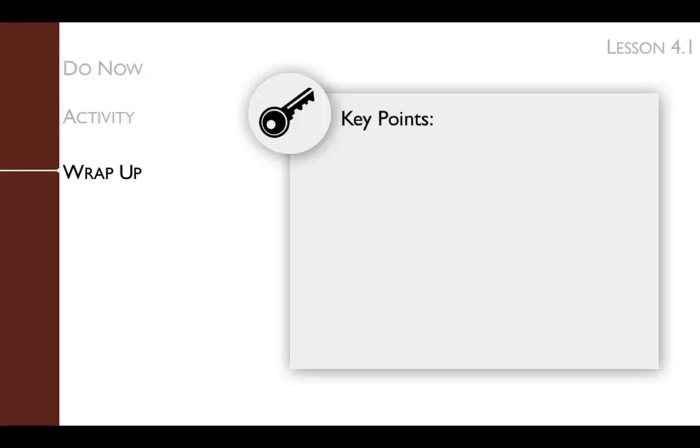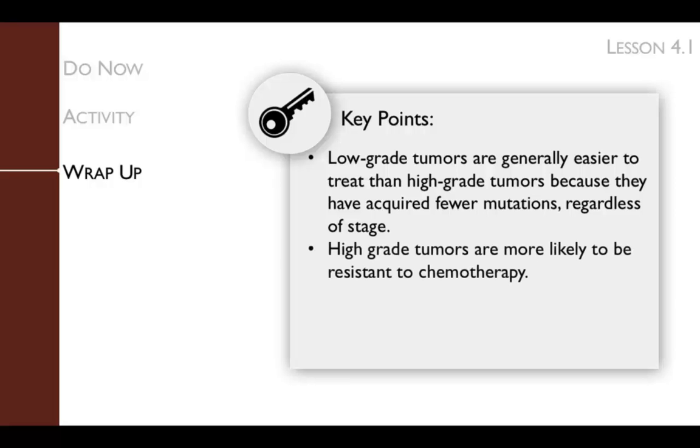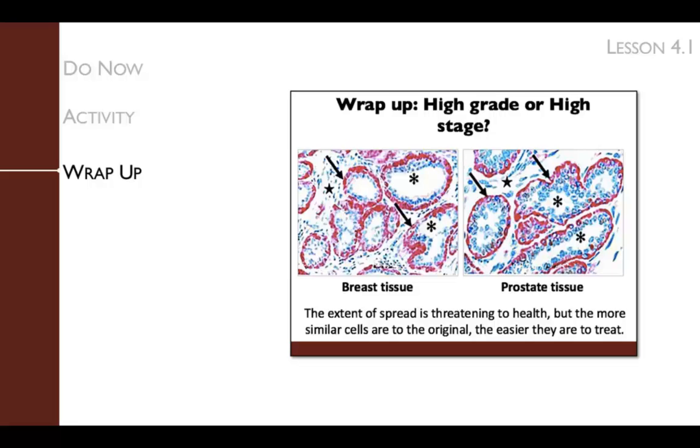The key points of the wrap-up are that low-grade tumors are generally easier to treat than high-grade tumors because they have acquired fewer mutations, regardless of stage. High-grade tumors are more likely to be resistant to chemotherapy. Current technology focuses treatment plans on the stage of tumor rather than the grade of tumor. To wrap up, we compare whether a cancer with the low stage and high grade is easier to treat than a cancer with a low grade and high stage.